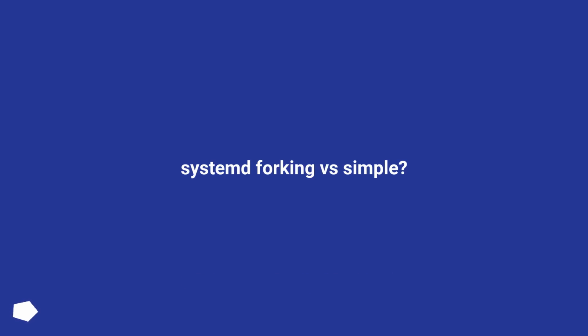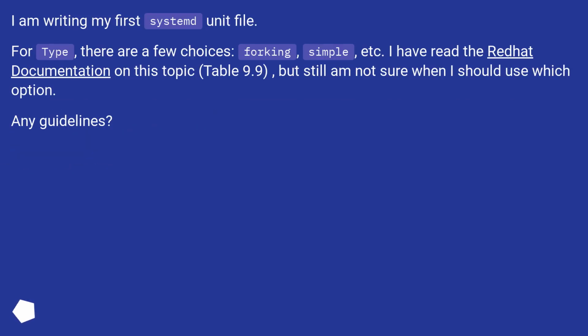Systemd forking versus simple? I am writing my first systemd unit file. For Type, there are a few choices: forking, simple, etc. I have read the Red Hat documentation on this topic, table 9.9, but still I'm not sure when I should use which option. Any guidelines?